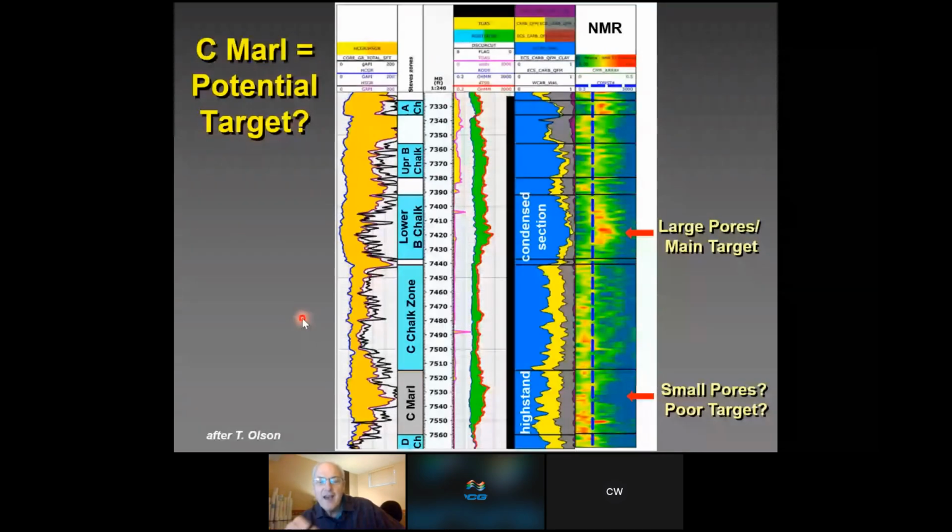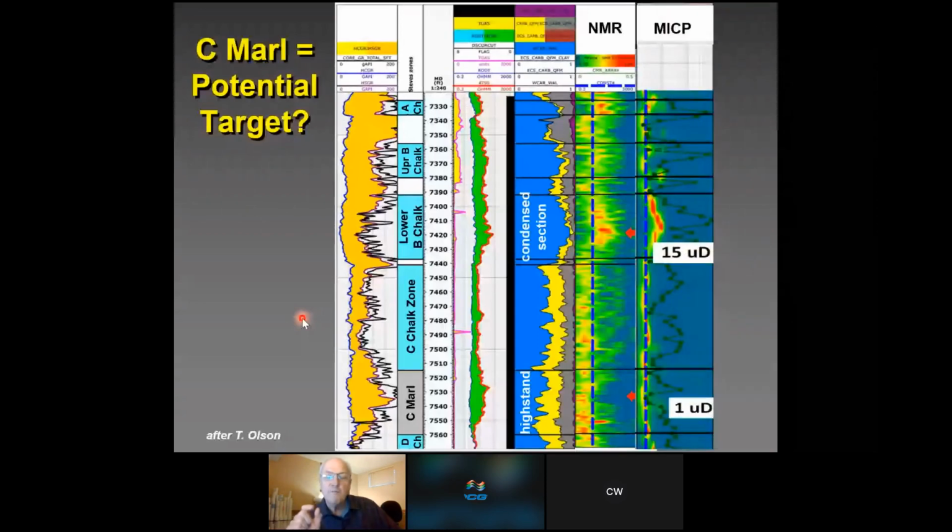MICP data. That tells you not the pore size, but the pore throat size. So the MICP data is showing us in the condensed section, these large pores have bigger interconnected pore throats. These large pores have much smaller pore throats. So which would you want to drill? I'd want to drill this one, where I've got better interconnected interparticle porosity and brittle rock.